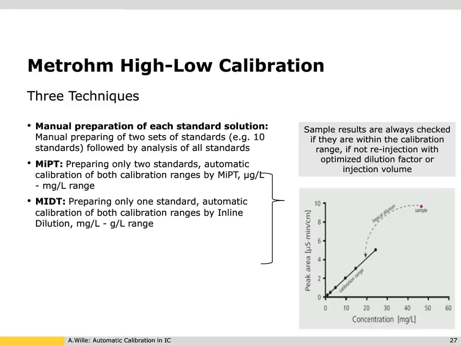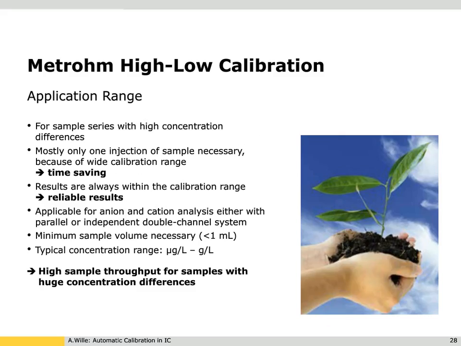This high-low technique is used if you have sample series with high concentration differences. And the advantage in comparison with inline dilution or partial loop injection technique is that in most of the cases you have to inject your sample only one time. And that means you save time. On the other hand, you have the advantage also that the results are always within the calibration range, so reliable results are guaranteed. You can use it for anion as well as for cation analysis in parallel systems, in independent systems, that's fine.